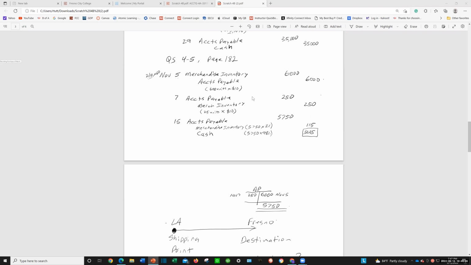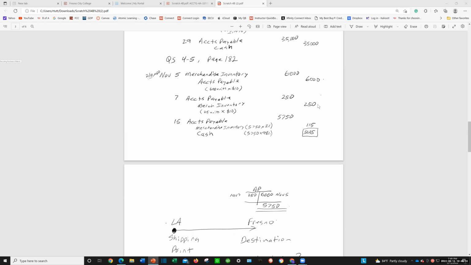Okay, this time it's a return. So how much did we return? Well, 25 units at $10. So we're returning $250. And if we returned it, we don't owe it anymore. So we're going to reduce our accounts payable by $250. So on November 7th, debit accounts payable $250, credit merchandise inventory $250.